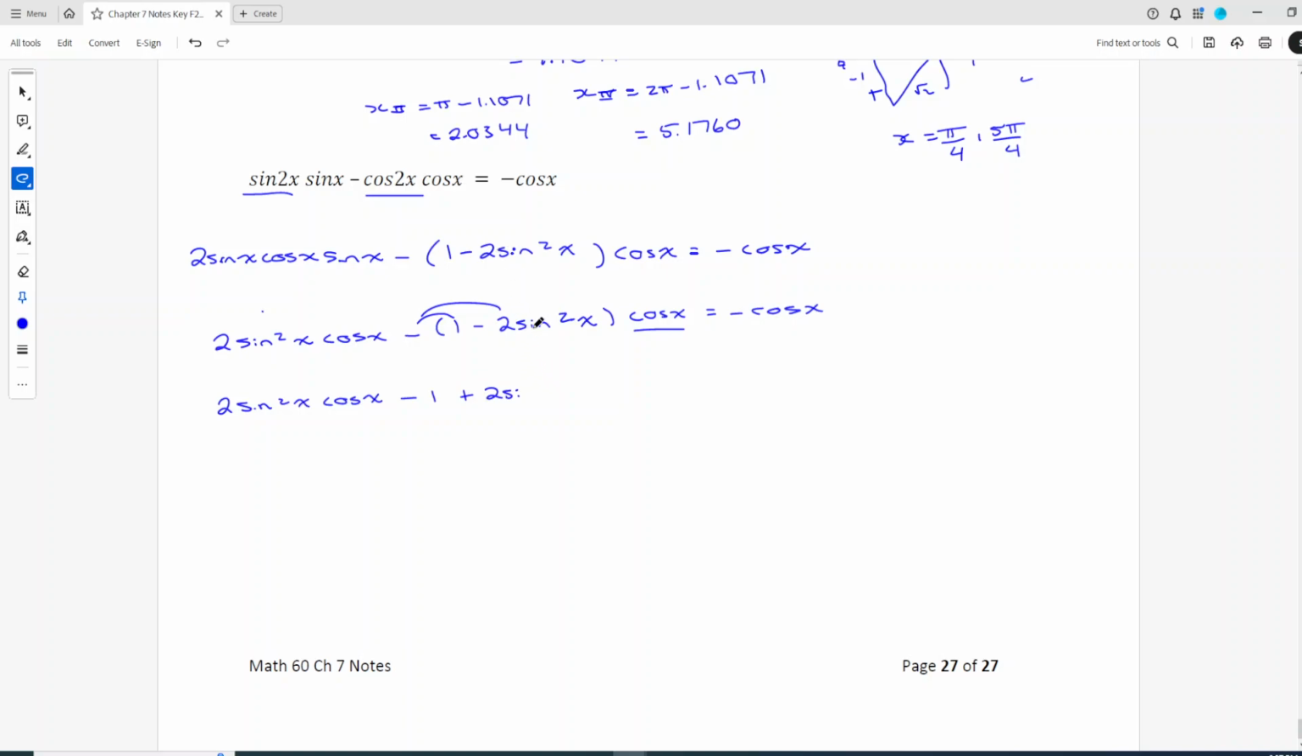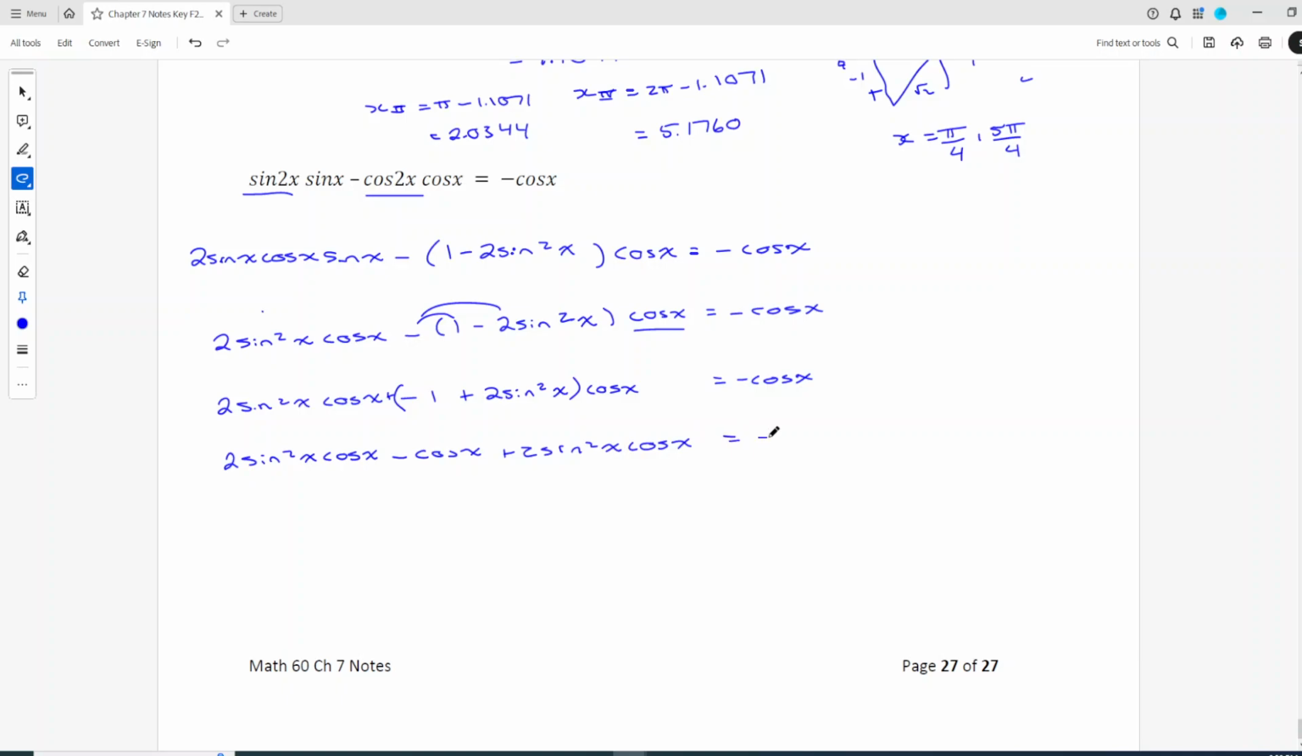Oh, right. Well, whatever, we'll just carry through with this. So I should have multiplied negative cos x through. I didn't see this cos x. So we'll just put plus 2 sine squared x. And then this is a bit tricky because we still need to multiply this by cos x. Okay, now let's multiply the cos x through. So I've got 2 sine squared x cos x minus 1 cos x plus 2 sine squared x cos x.